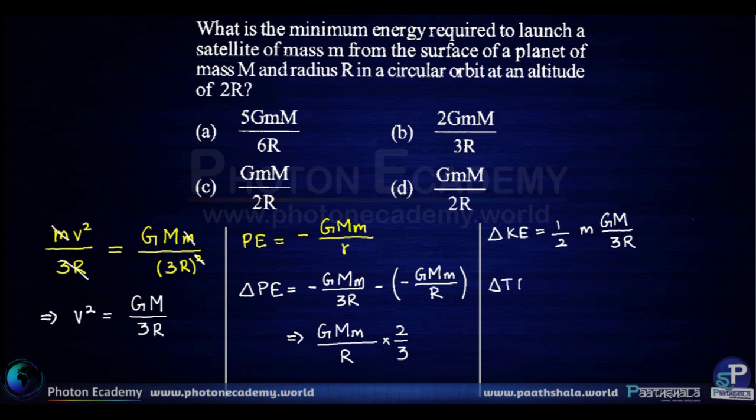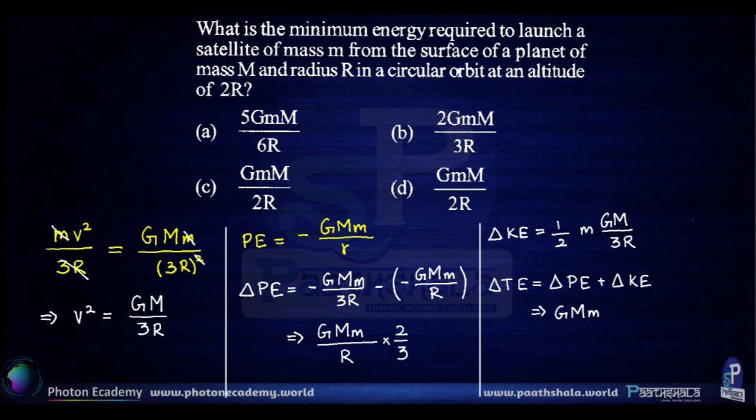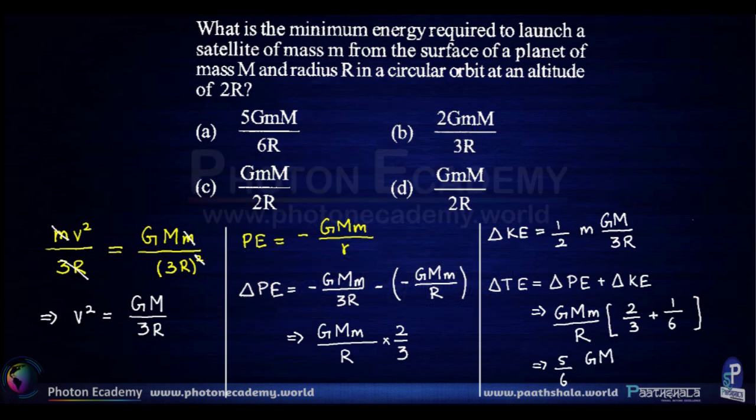Hence, the total energy that is imparted to the satellite is equal to the change in potential energy plus the change in kinetic energy. So we can write this as G capital M small m by capital R multiplied by 2 by 3 plus 1 by 6, or 5 by 6 G capital M small m by capital R, and hence option A is the answer.